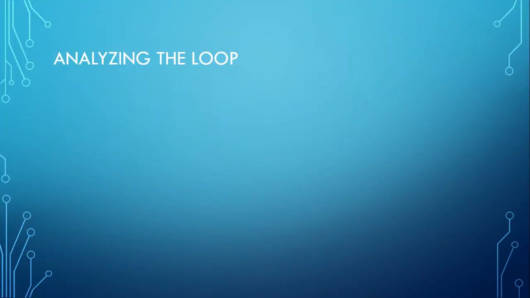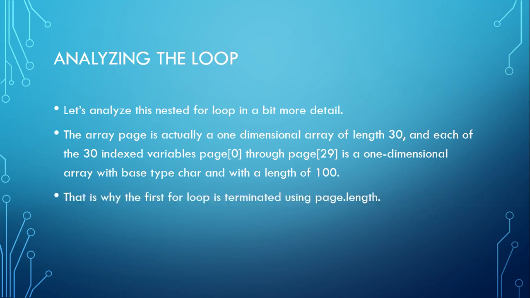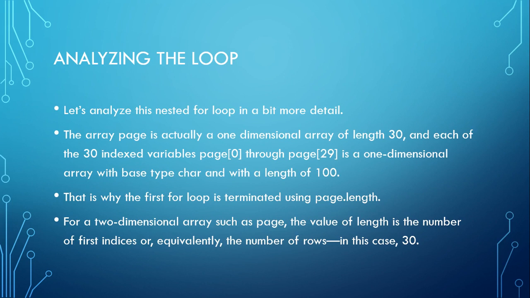All right, let's now look at analyzing that loop so we have a little bit more understanding of how it works. So let's analyze this nested loop. The array page is actually a 1-dimensional array of length 30, and each of the 30 indexed variables, page[0] through page[29], is a one-dimensional array with base type char and a length of 100. That is why the first for loop is terminated using page.length. For a two-dimensional array such as page, the value of length is the number of first indices, or equivalently, the number of rows, in this case, 30.